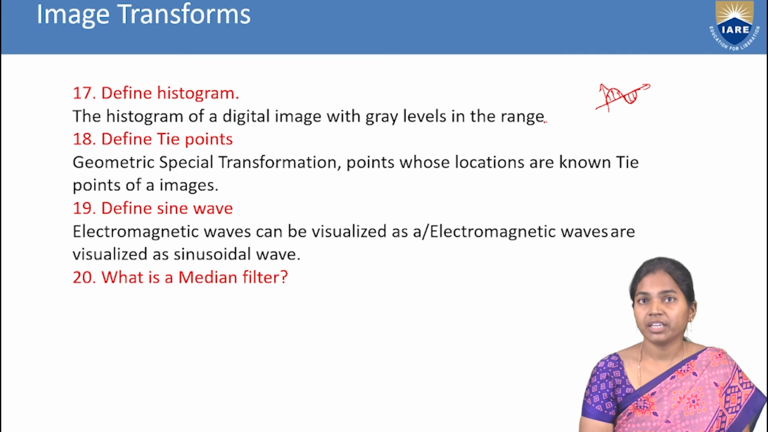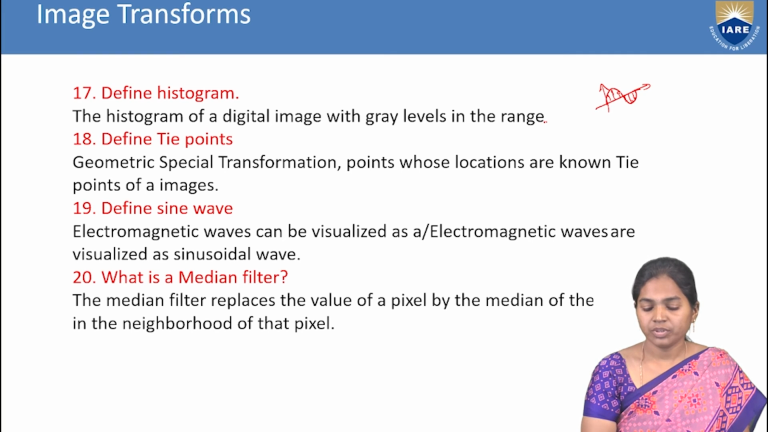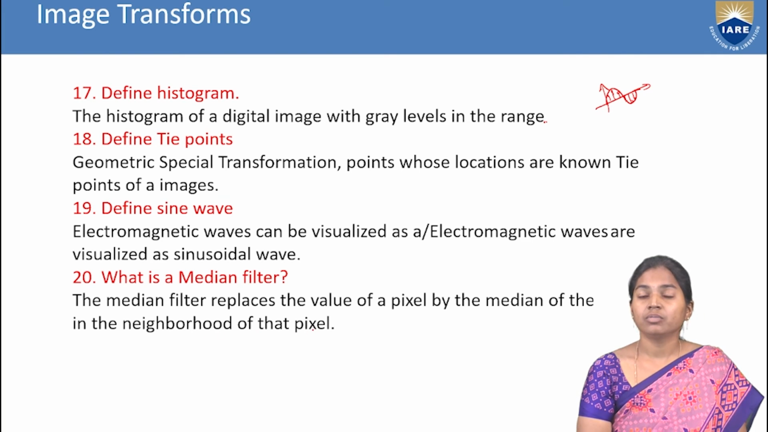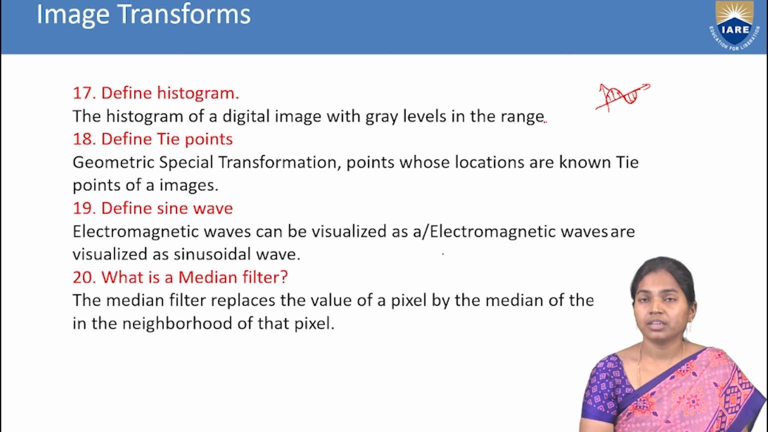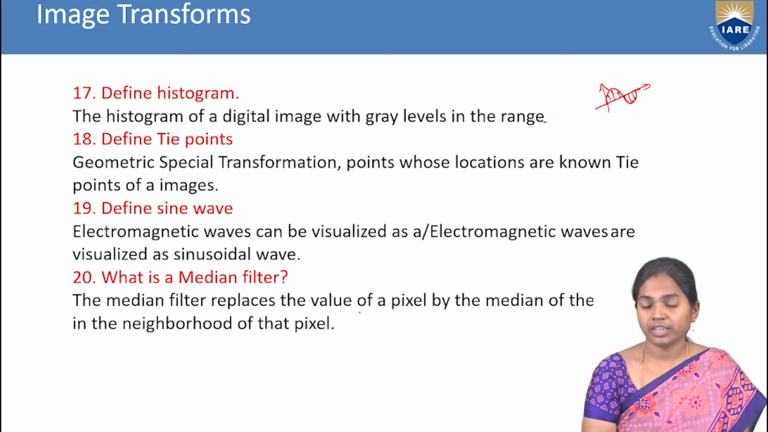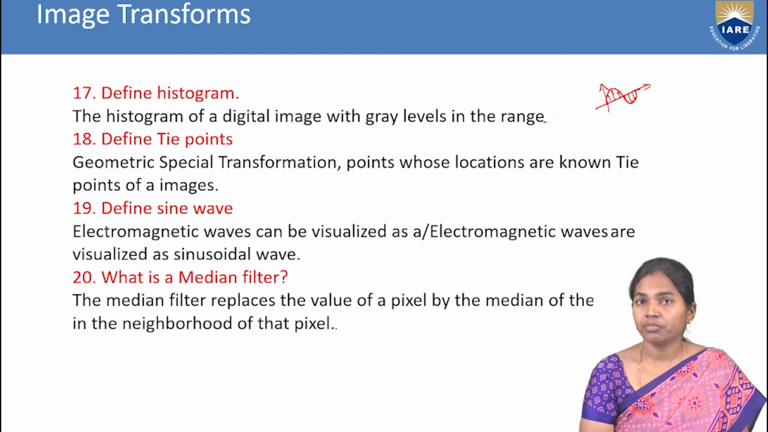What is a median filter? In a median filter, the pixel values are arranged in ascending order, and from that we find the middle value, which is the median value. The median filter replaces the value of a pixel by the median of the gray levels in the neighborhood of the pixel.